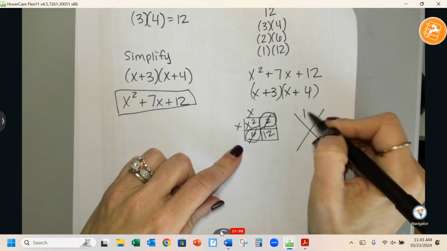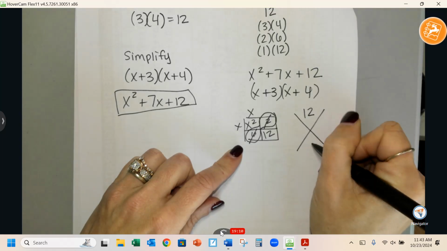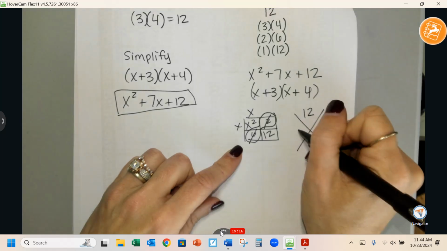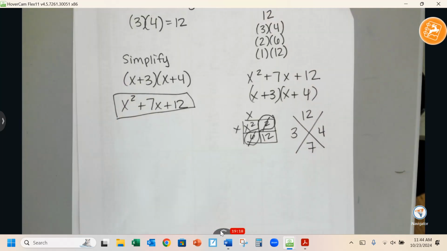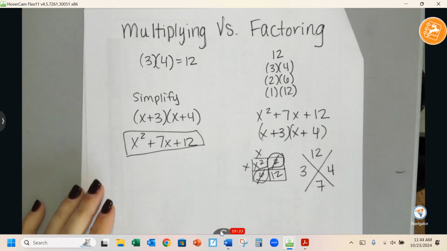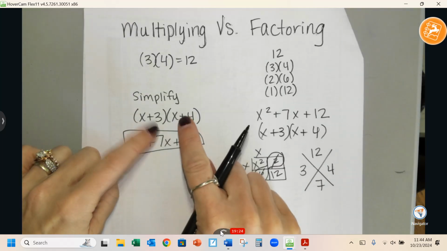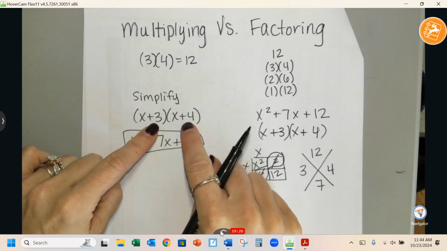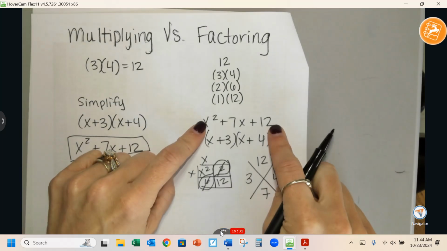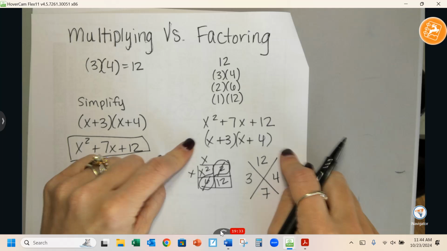A lot of you guys like to do the factors of 12 that add to give me 7. And if you do it that way, that's essentially the exact same process. 3, 4, and then you have it. So again, you will see this on your test. It is asking you to multiply to give me the answer. Then you will be asked to factor, which means you're breaking it apart.